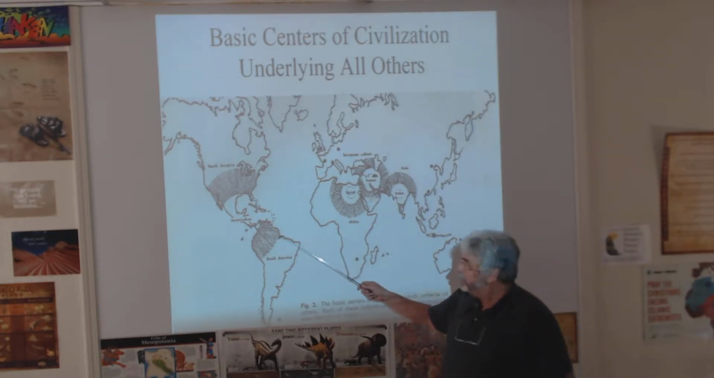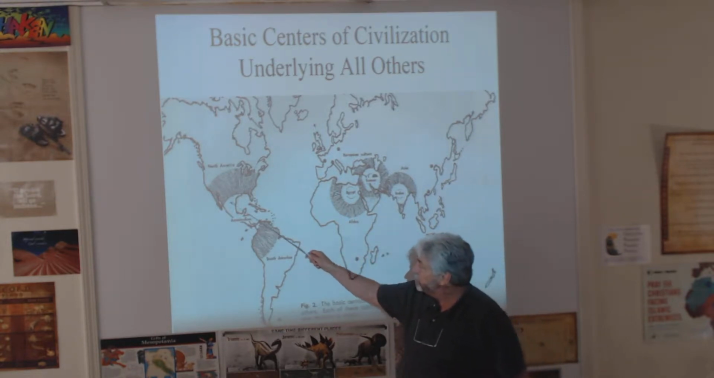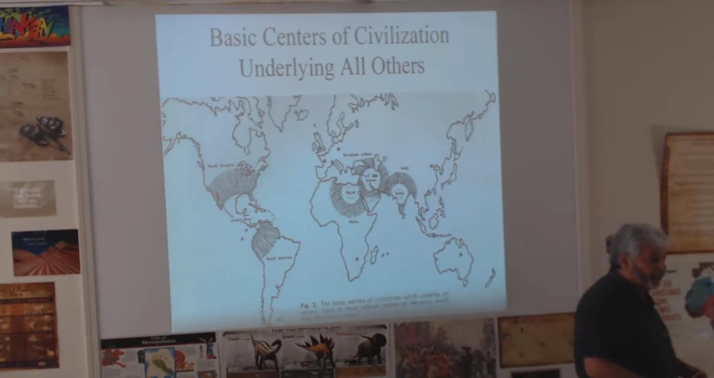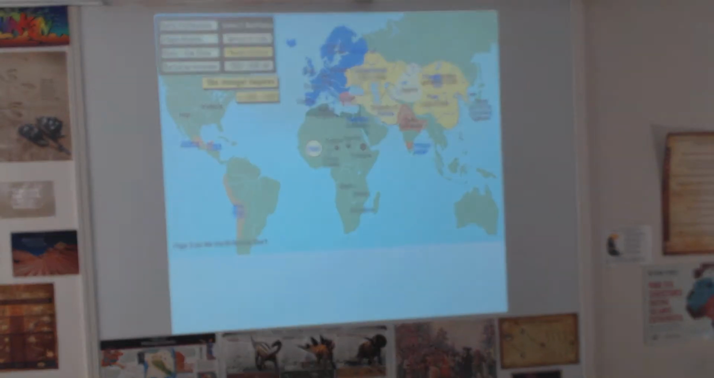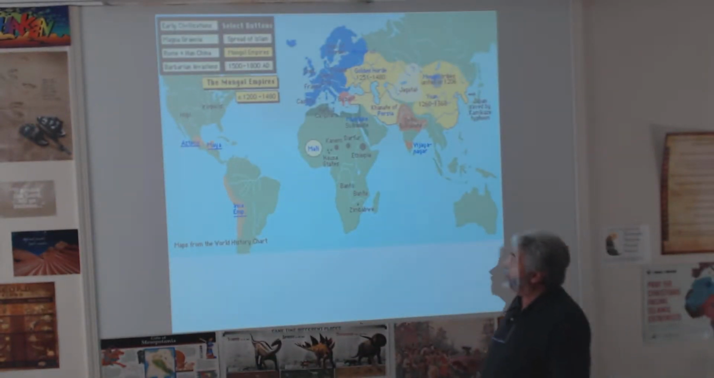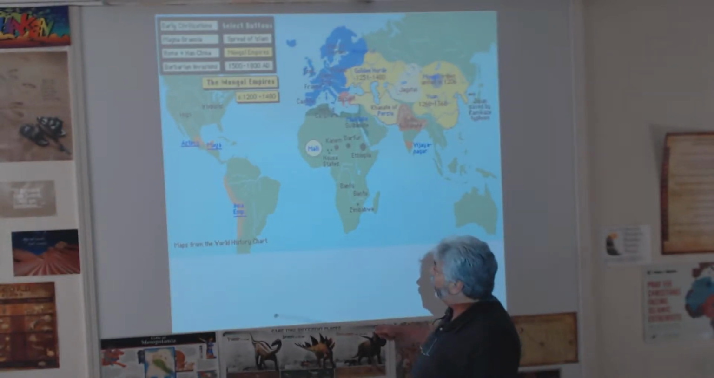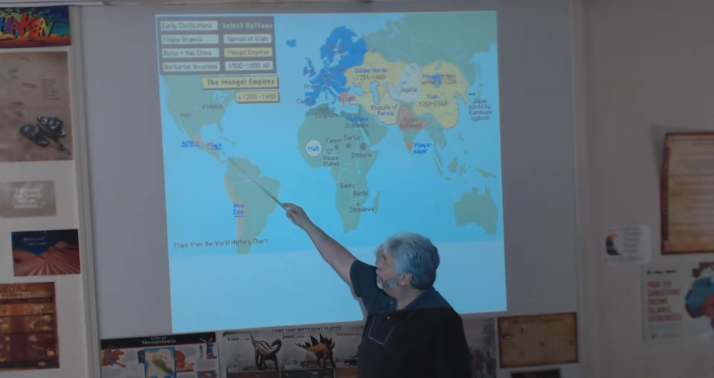If the other map showed civilization being in this area, and this map shows civilization expanding from this area, then what does that say about where people were living? When we get to AD, just before Europeans arrived, we have different civilizations. We have the Inca Empire down here. You've heard of them, I hope. We have the Maya and the Aztecs here.